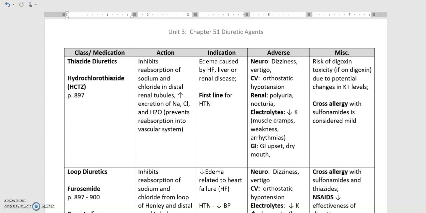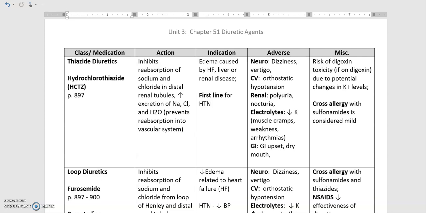Several adverse effects occur, the most important being electrolyte imbalance caused by a decrease in potassium, as potassium is also excreted in the urine. Symptoms of a lower potassium level include muscle cramps, weakness, and some cardiac arrhythmias. GI adverse effects include GI upset, nausea, and maybe a dry mouth. Neurologically, patients can experience dizziness and vertigo, and orthostatic hypotension with the excessive excretion of water as part of the diuretic process.